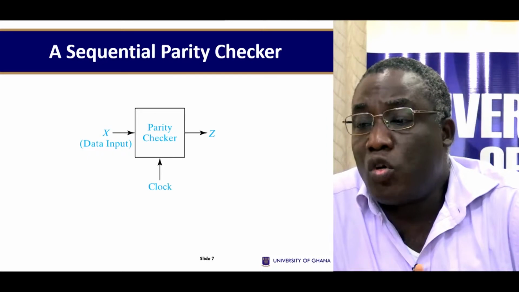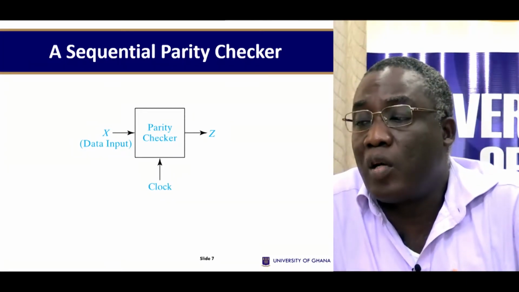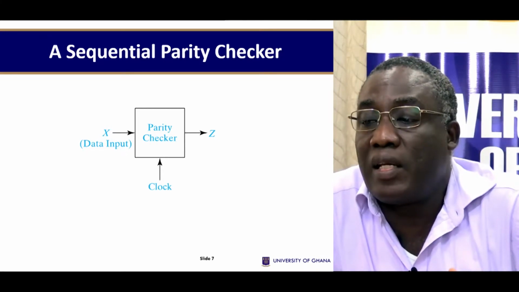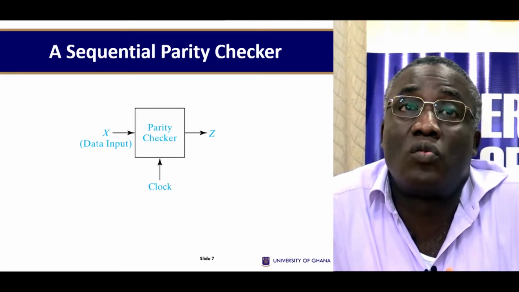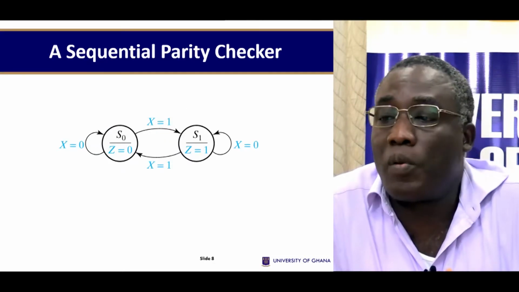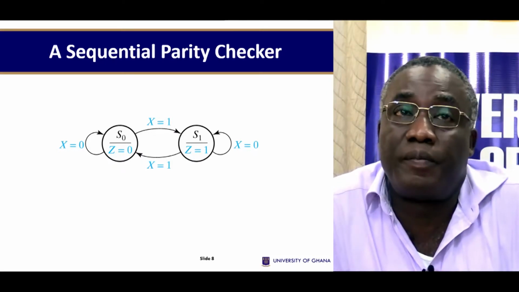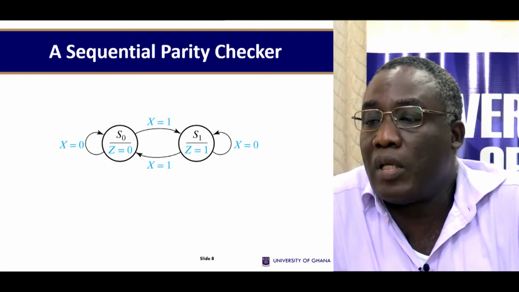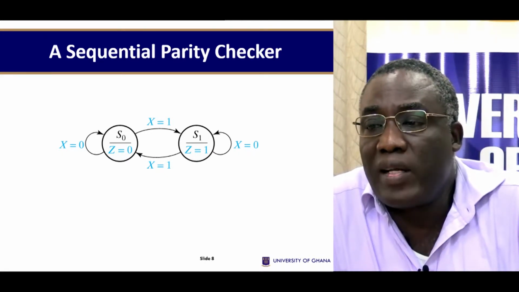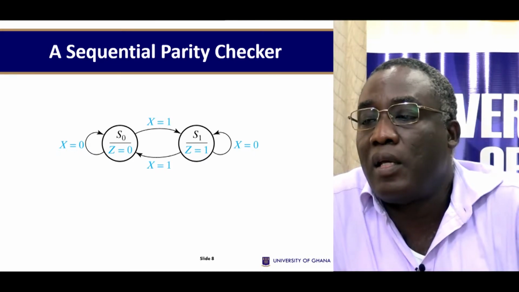Thus, if data which originally had odd parity is transmitted to the circuit, a final output of Z equals 0 indicates an error in transmission has occurred. So this is what you want to do. You can start by constructing the state graph. A state graph is something that will pictorially help us to understand the thing.